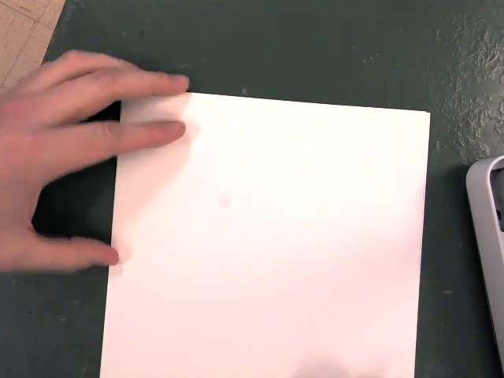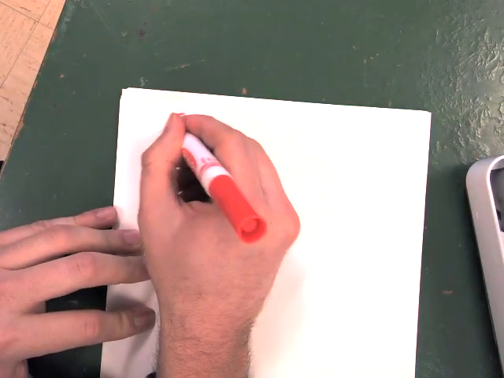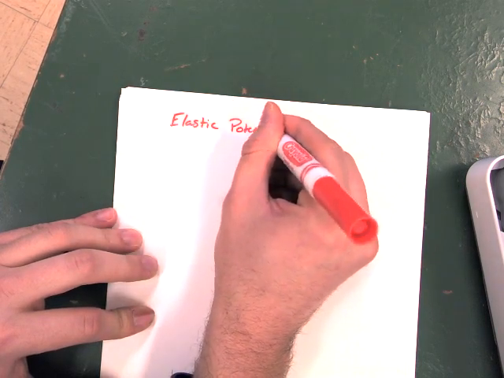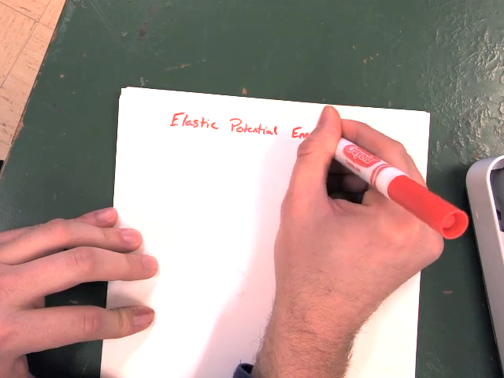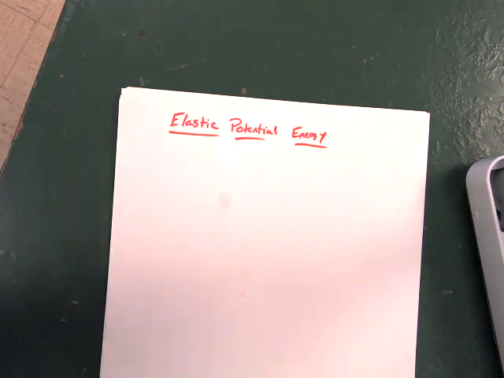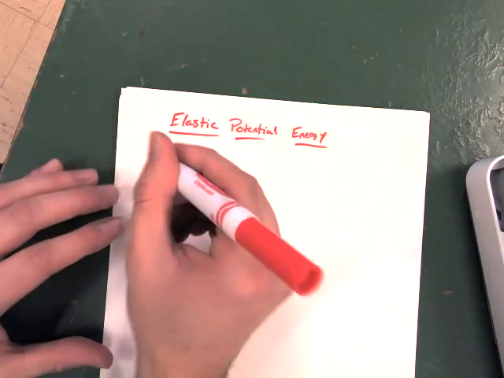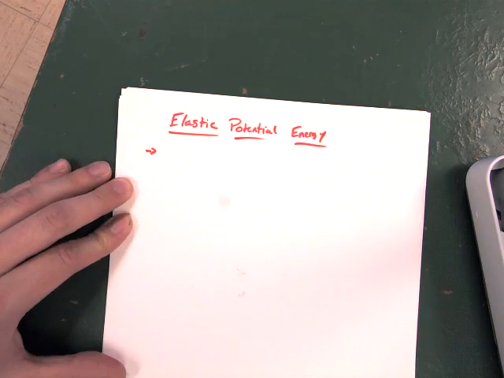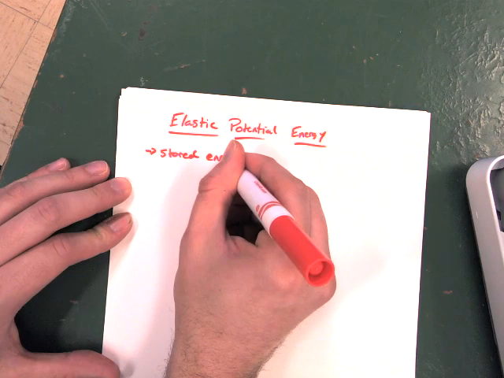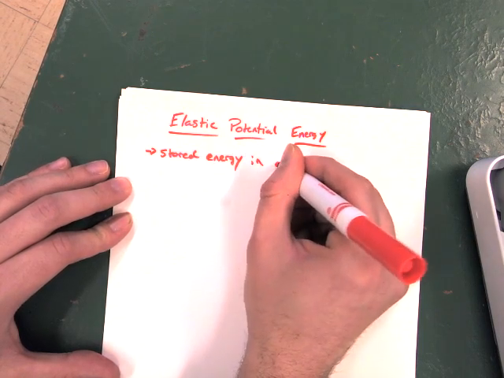Our last thing we're going to talk about dealing with springs is the potential energy of a spring. We call that elastic potential energy. Now I know what you guys are thinking: we've already dealt with potential energy. Yes, we have, but that was gravitational potential energy. Now we're going to do elastic potential energy. What is elastic potential energy? It's still potential energy, but it's the stored energy in a spring.